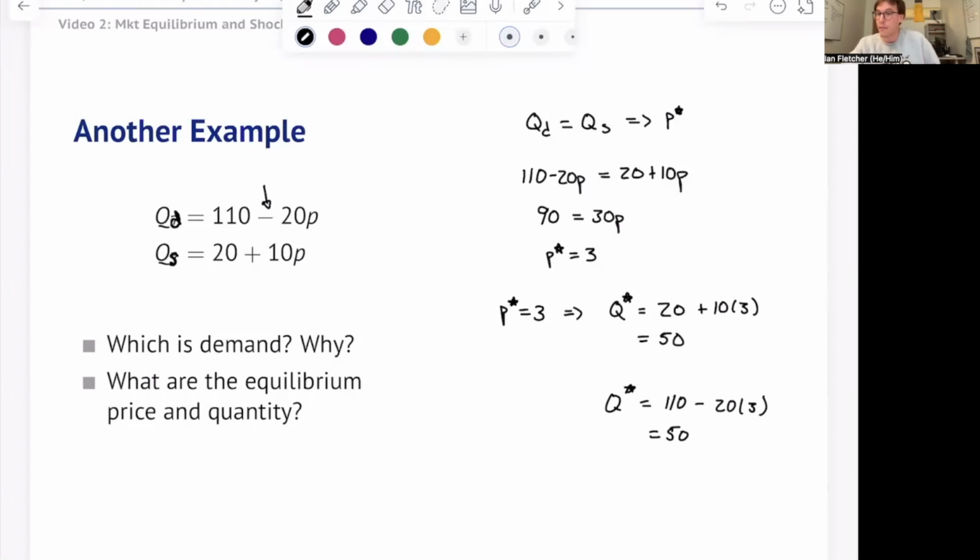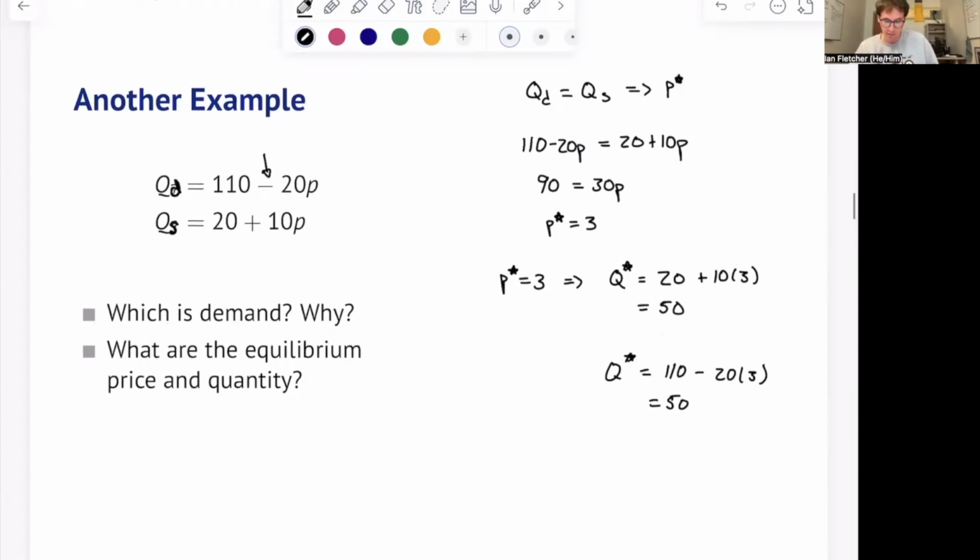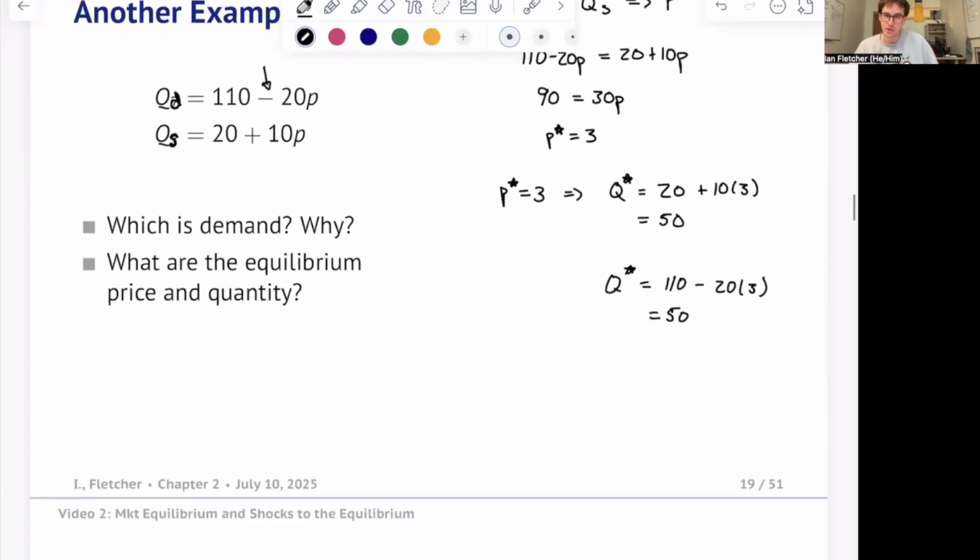So I would just kind of keep going with this. If this makes sense, this is great. This is kind of the whole point of this chapter. It seems pretty straightforward, seems pretty simple.